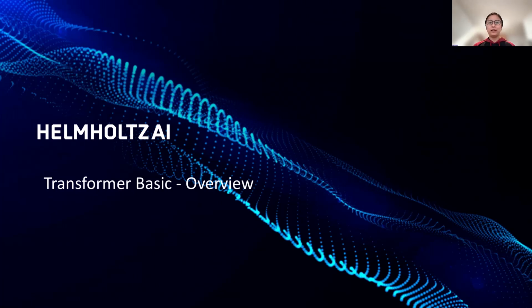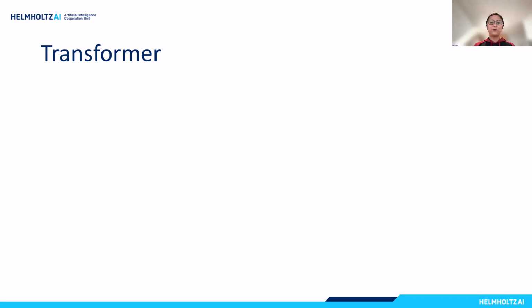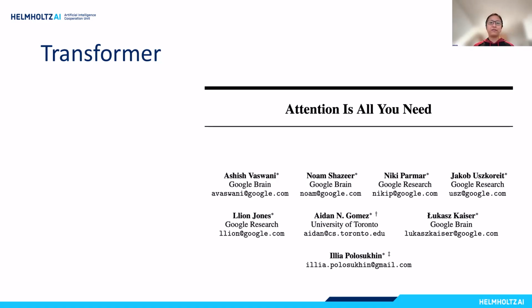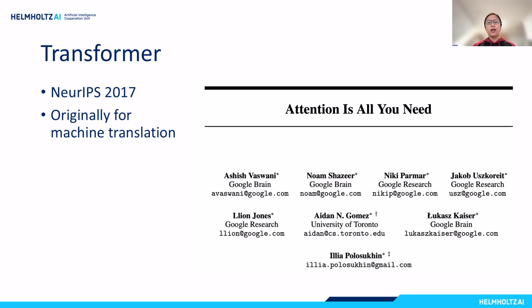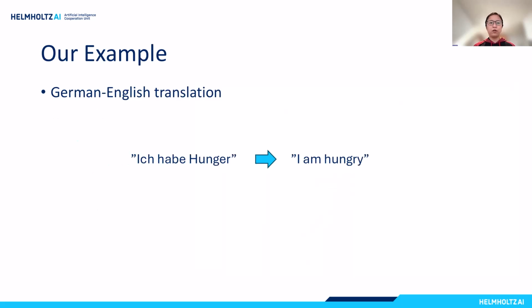Hello everyone. In this presentation, I would like to give an overview of the transformer. Transformer is from the paper Attention is All You Need by Vaswani et al., published in 2017. Originally, it is for natural language processing applications, specifically for machine translation. Although the architecture itself is generic, and nowadays it is also used for different other applications, including chatbots, vision applications, and others. For example, in this video, we use German to English translation.